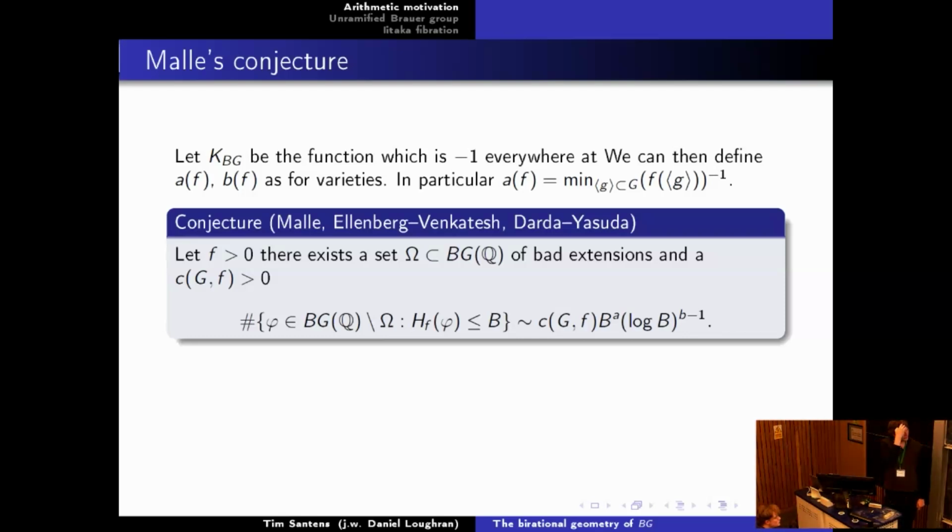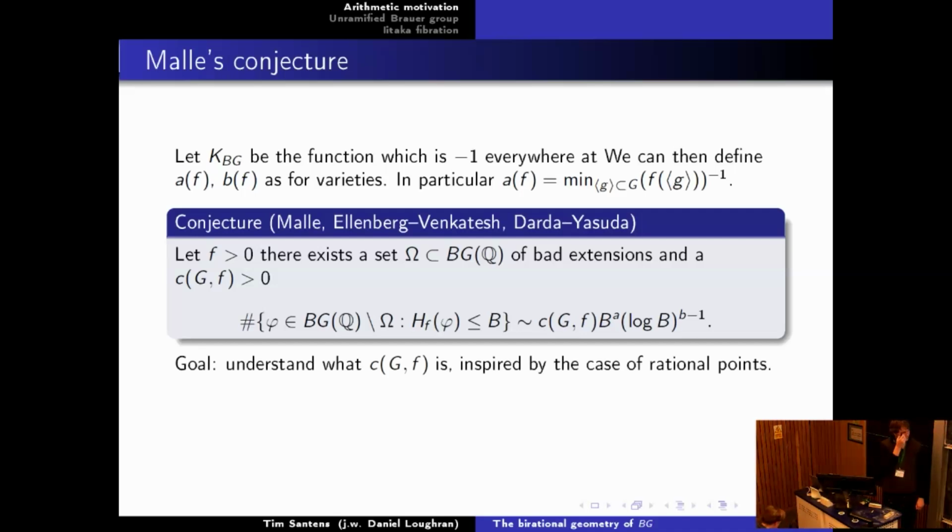Like I said, the original version of this is due to Malle. In his case, he didn't include the set omega. It was realized a year later, essentially by Klüners, who found a counterexample to this version, that you really need to remove some extensions. Then Ellenberg and Venkatesh more or less wrote this down, although they again didn't really mention the set omega. They thought about it in some different way. And more recently, basically exactly the same version, the version in this precise sense is due to Darda and Yasuda.